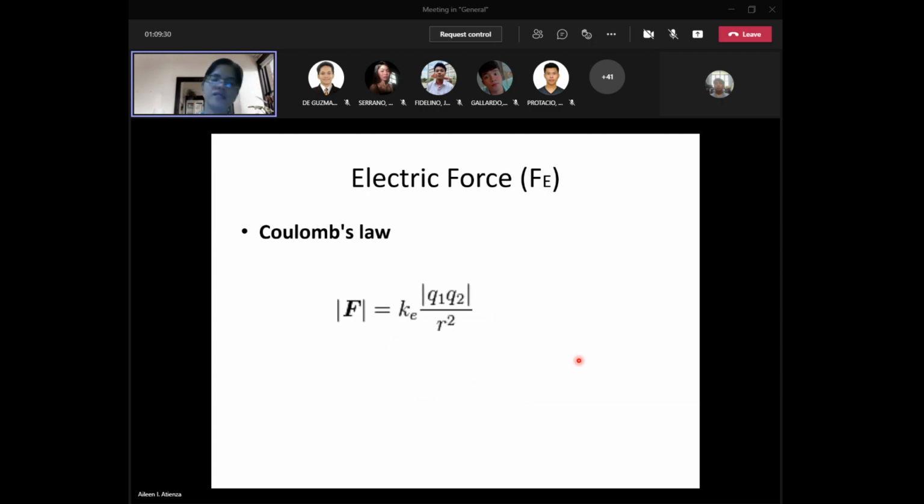And in getting the electrical force, simply use Coulomb's law, which we'll discuss in the latter part of our class, in the final part. So force is simply equal to Coulomb's coefficient times the charges, Q1 Q2, all over the distance squared.